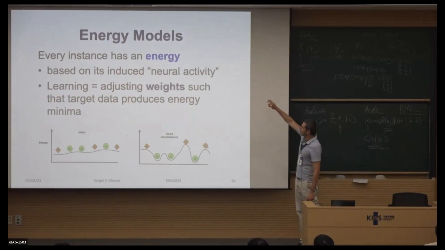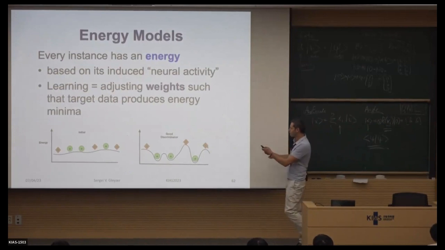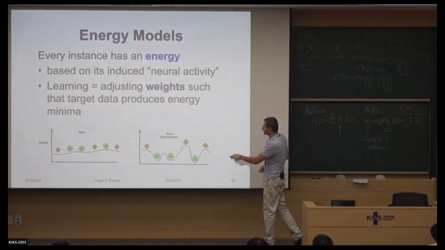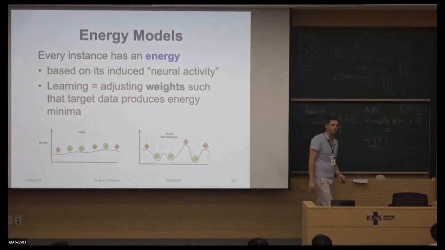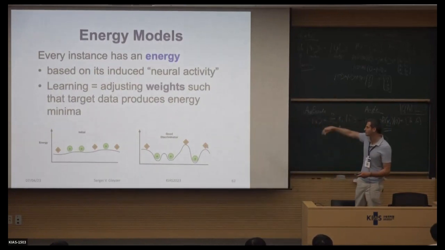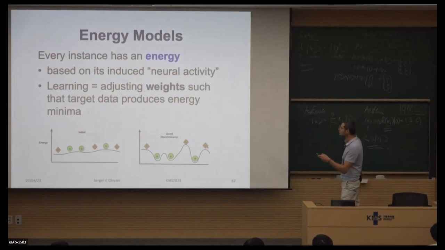So the idea is that every instance has an energy, and you can adjust the weights of your learning model so that, if you're doing discrimination, you want to maximize the distance in the energy space between your states. That's your goal. So you can basically use energy to do it.